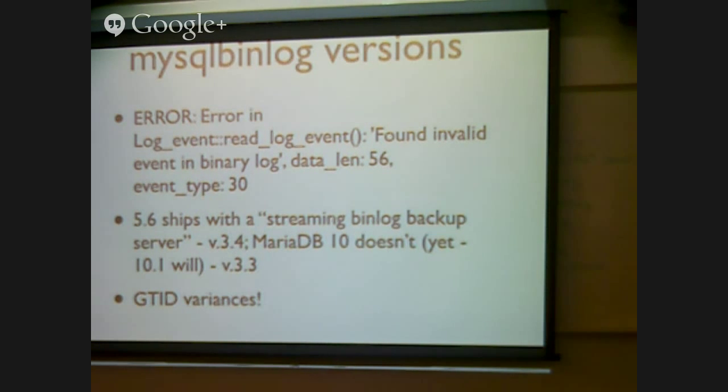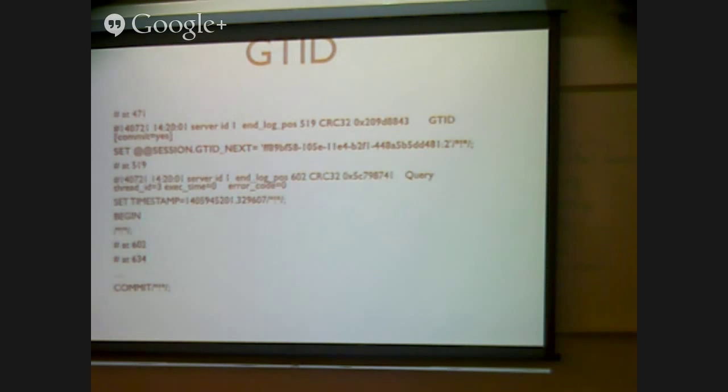So you've got to make sure that you use the correct version of GTID. Version 3.4 is what comes in 5.6. Version 3.3 is what comes in MariaDB 10. Well worth noting. Don't want errors. Oh, and if you have global transaction ID enabled, at the top, you'll actually see a unique identifier.